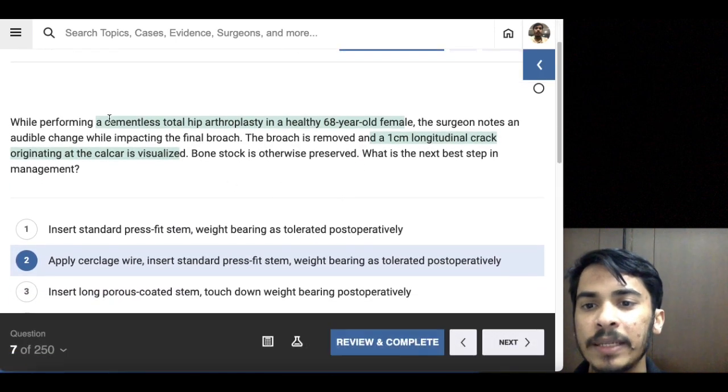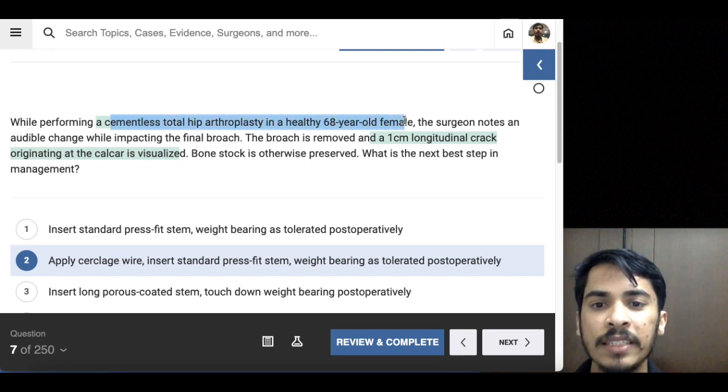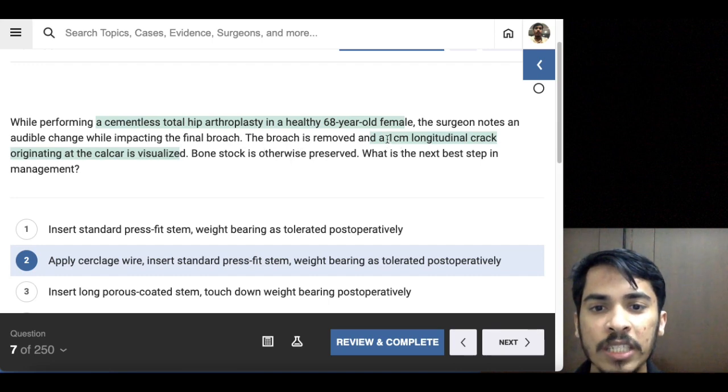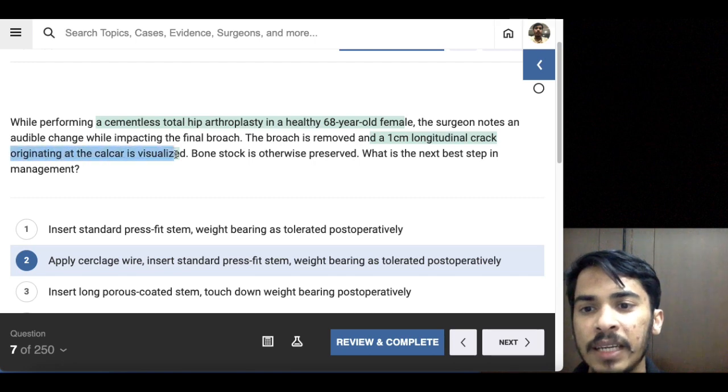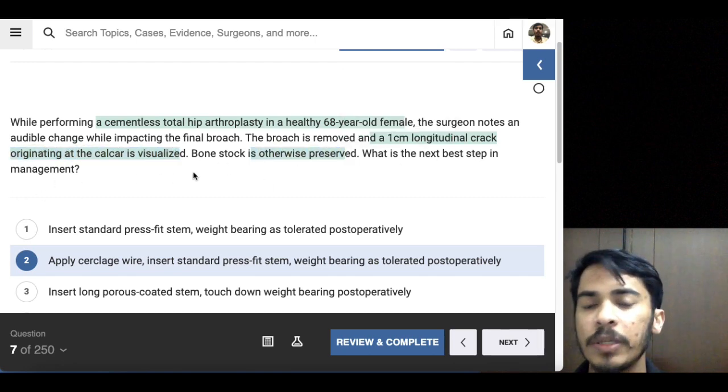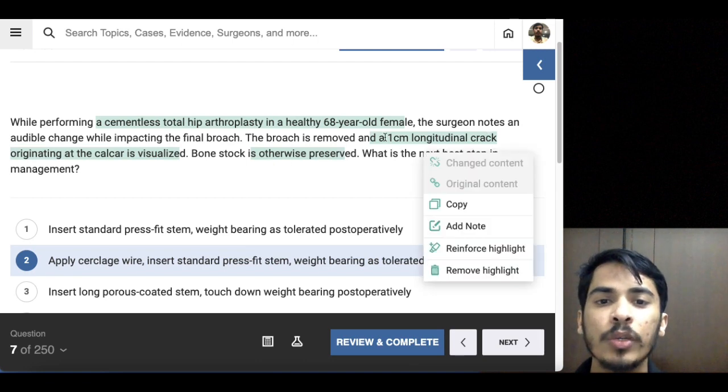While performing a cementless total hip arthroplasty in a healthy 68 year old female, the surgeon notes an audible change while impacting the final broach. The broach is removed and a 1 centimeter longitudinal crack originating at the calcar is visualized. Bone stock is otherwise preserved. What is the next best step in management? So a 1 centimeter longitudinal crack is there.